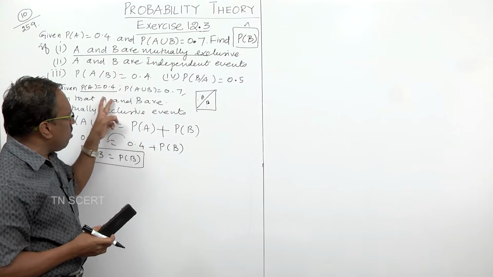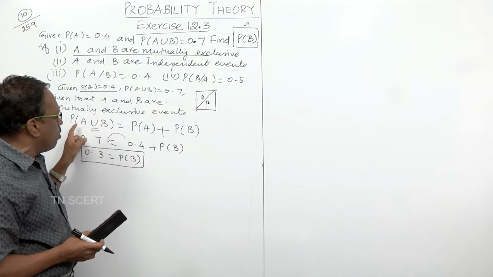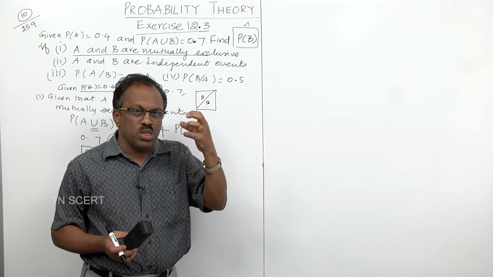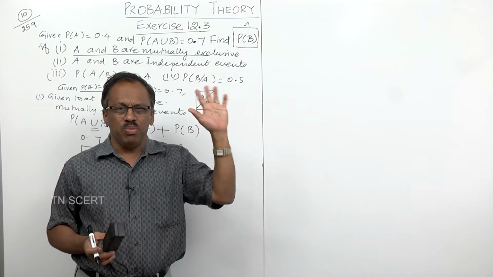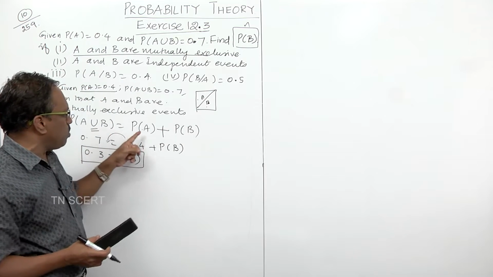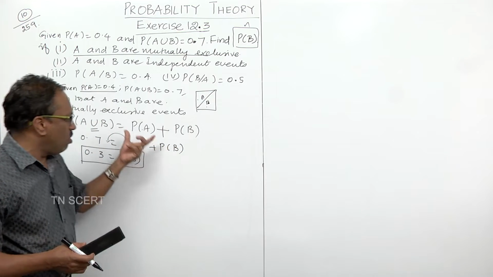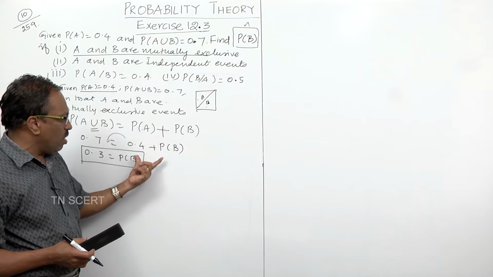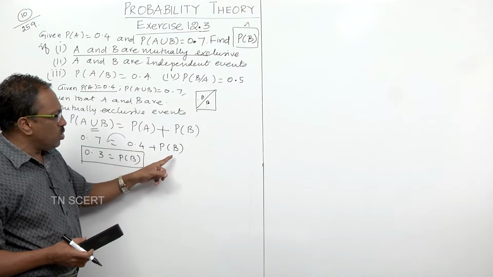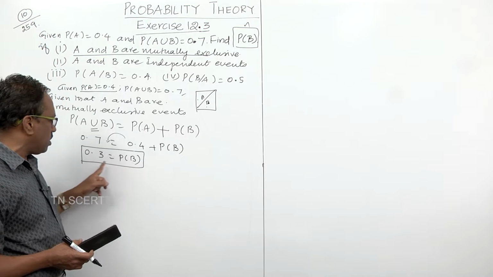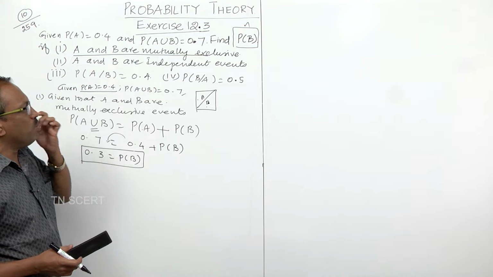If two events are mutually exclusive, you must have the knowledge of what is A union B. Probability of A union B is P of A plus P of B. With the help of this identity, we have applied this. Those two results we know, so the unknown thing we kept as it is, and we found out the value of P of B.